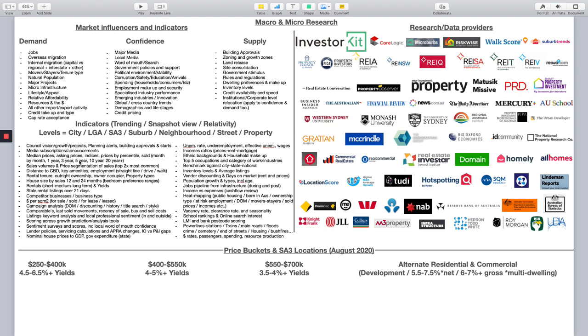But you can just see here, there's a combination of many different things that I look at to help me understand the health of a market. And so I hope this session's been valuable to understand the core research providers from different types of research tools and platforms that I look at, the importance of price buckets and macro at an SA3 location or whatever you feel comfortable with. It enables certain buying windows, the drivers and influences of property markets, and the many micro indicators from trending, snapshot view, relativity, from macro to micro and back that you can look at.